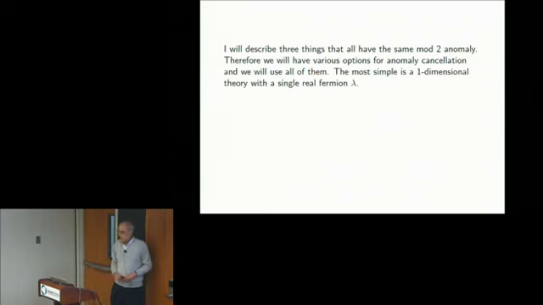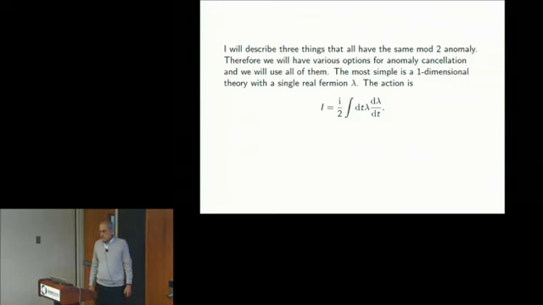Now, the simplest anomalous theory we're going to discuss is a theory in one space-time dimension. In other words, space is a point. The only space-time dimension is time, with a single real fermion lambda. And here's the action. This is what the Dirac action reduces to if the space-time dimension is 1. There's no such thing as lambda bar. Lambda is a one-component real fermion. So the action is as simple as I wrote.